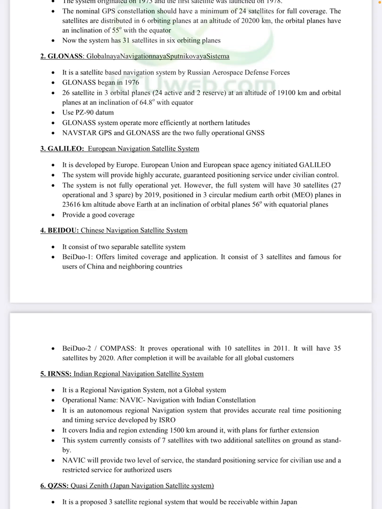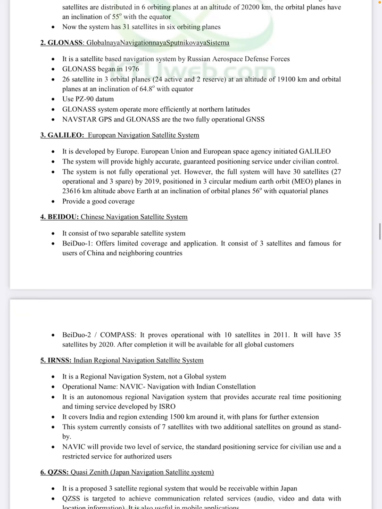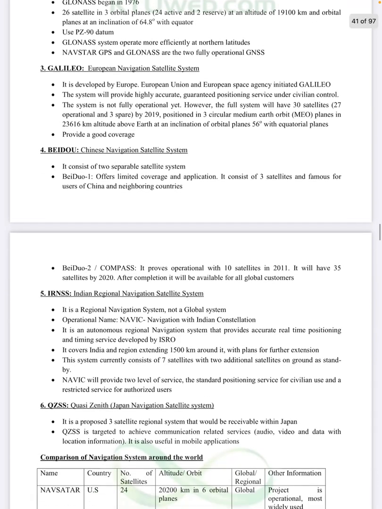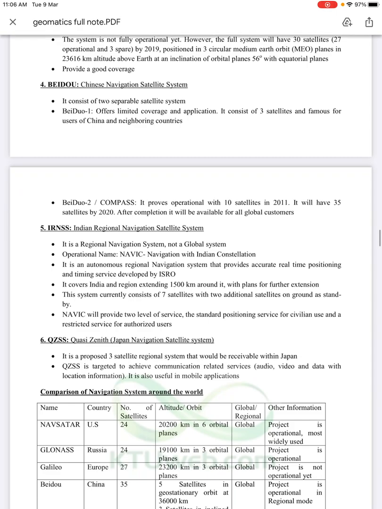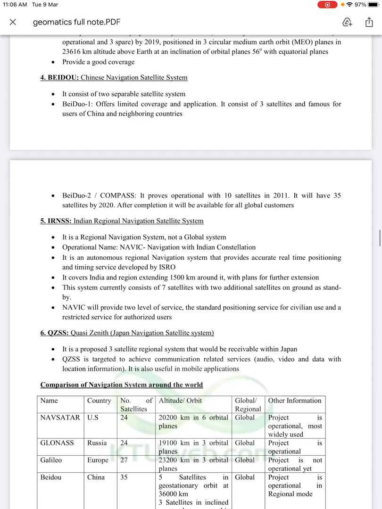And the fourth one is BeiDou. BeiDou is the Chinese navigation satellite system. It consists of two separate satellite systems. BeiDou-1 offers limited coverage and applications. It consists of 3 satellites and is used in China and neighboring countries. BeiDou-2 is Compass. It proved operational with 10 satellites in 2011. It had 35 satellites in 2020.